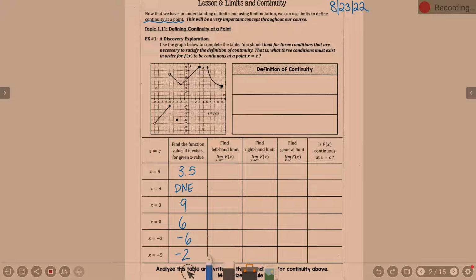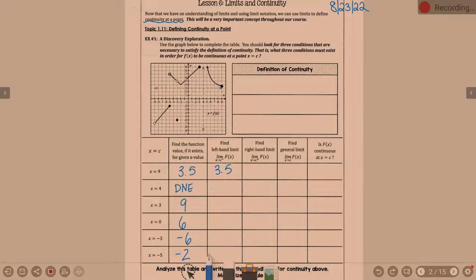Now we're going to repeat. This time it's the left-hand limit. So as x approaches that value from the left. So as x approaches 9 from the left, where are we going to approach? As x approaches 9, so as we approach that point, what is that point that we're approaching? Y value of 3.5 still. Again, if it was an arrow, we might be going more for 3, but.